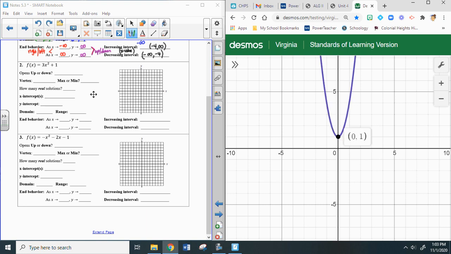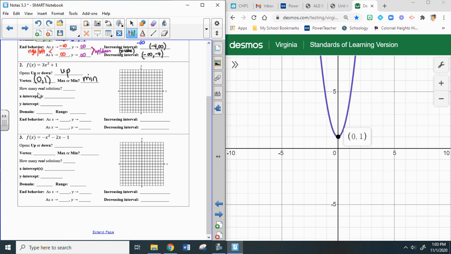Okay, so go back over to your worksheet here or your notes, and we're going to talk about whether this thing opens up or down. Hopefully you can see that it opens up. You can see that the vertex is at 0, 1. And so that is in fact a low point. So that is a minimum, right?